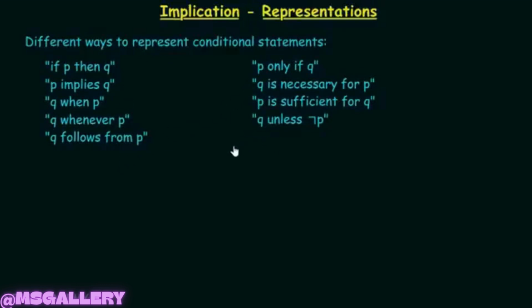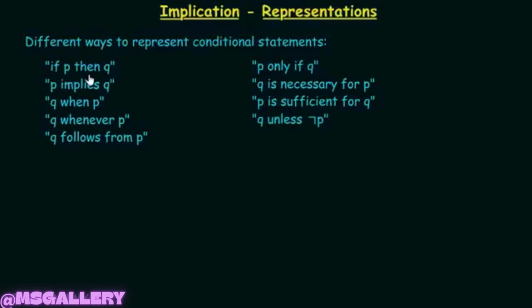We are already aware of "if P then Q." This is a representation of a conditional statement. If P then Q. The meaning is quite simple: when P is true, then Q has to be true, right? It is not the case that when P is true, Q can be false, because in that case the conditional statement becomes false, right?